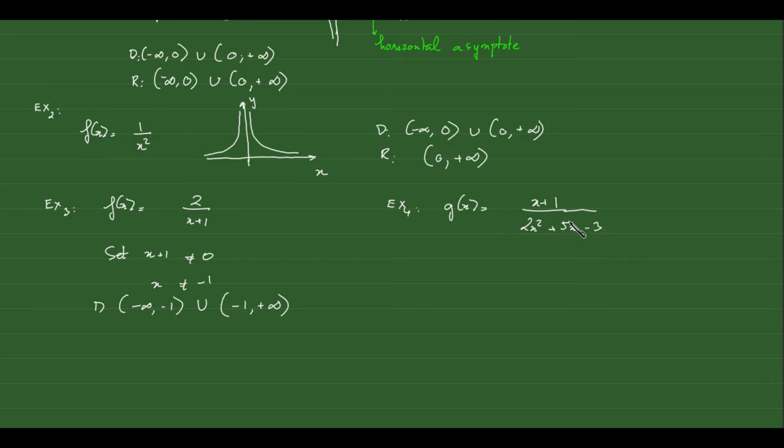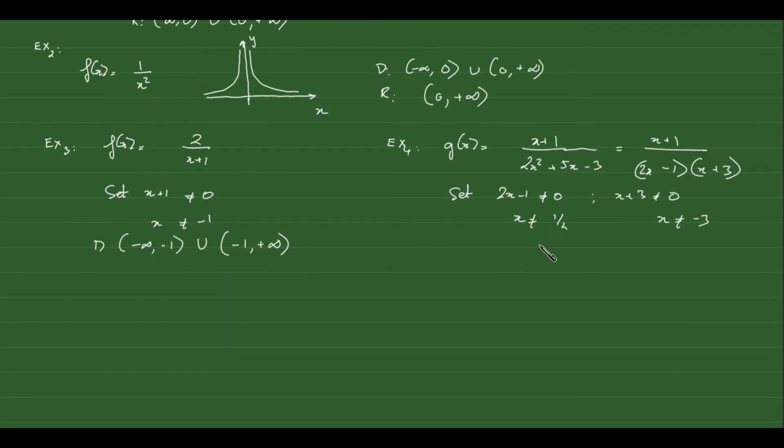So in order to find the domain here, all you have to do is factor them out, if it is factorable. So let's see if it can be factored. So we have 2x minus 1 and x plus 3. Alright, so now we're going to set 2x minus 1 different from 0, and x plus 3 different from 0. We solve for the two values.